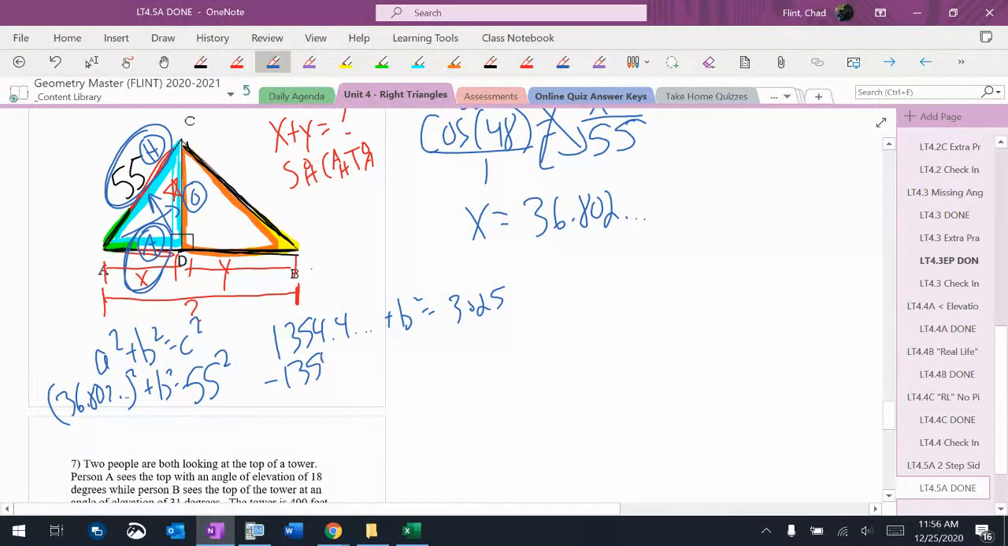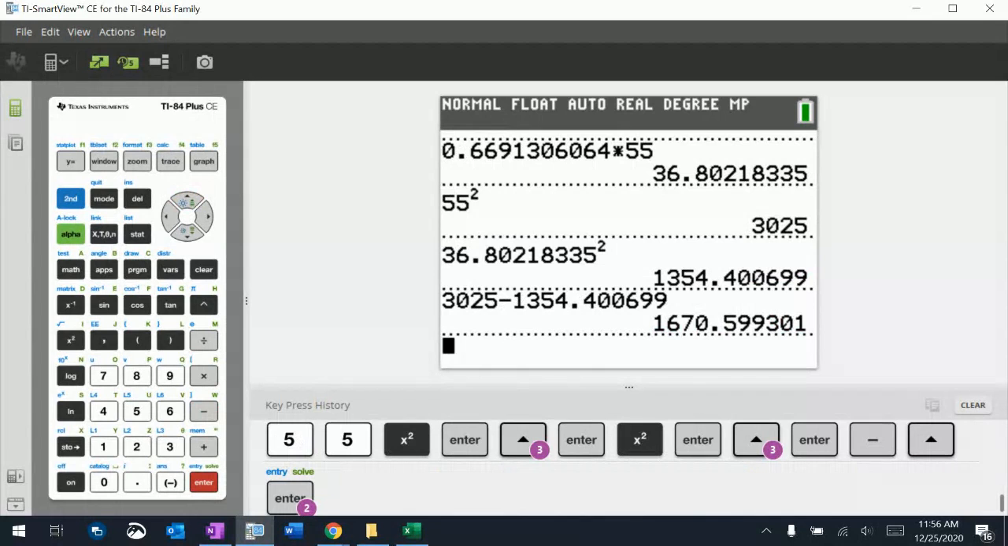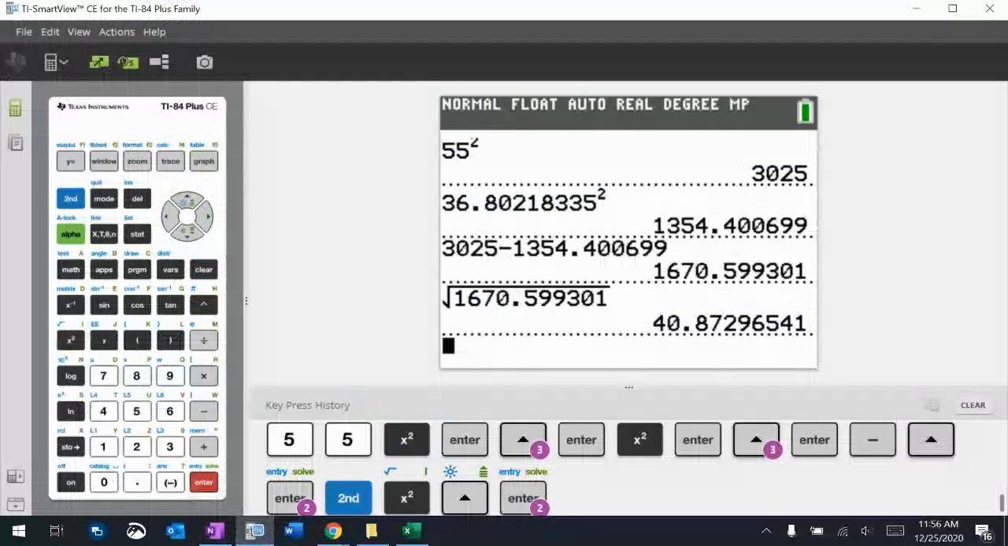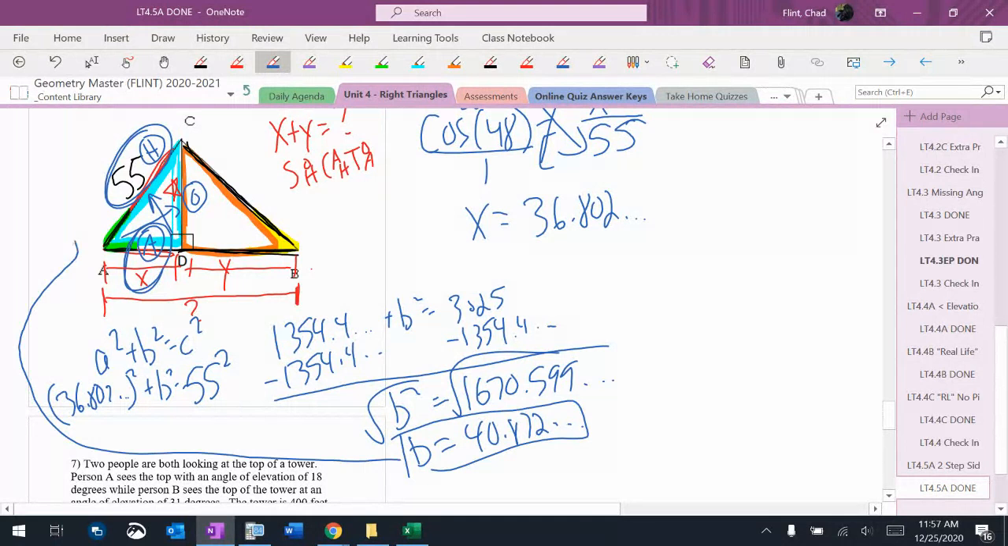Now I'm going to move this, and I get b squared equals 3025 minus that, using all the decimals. So I get 1670.599. Take the square root, and I get 40.872. This is the opposite side of the blue triangle, so I'm going to use this in the orange triangle.